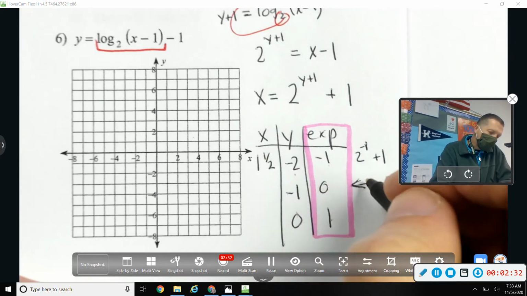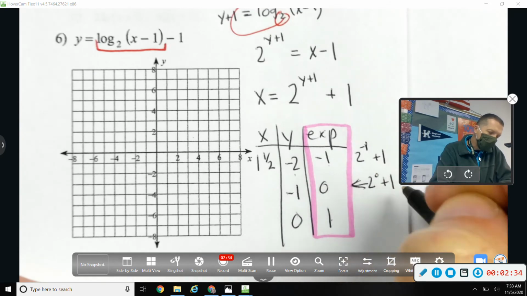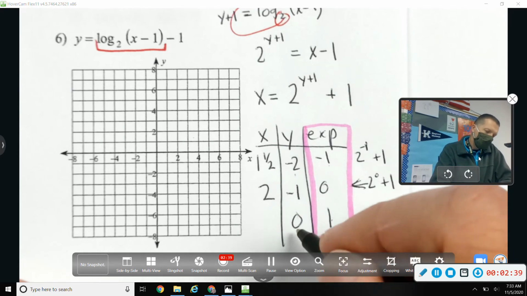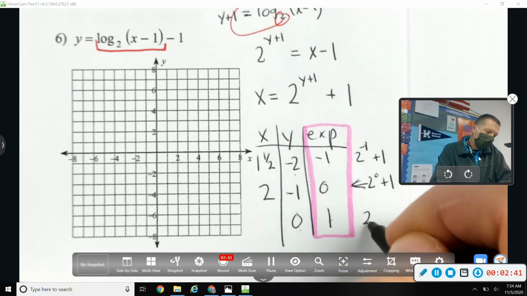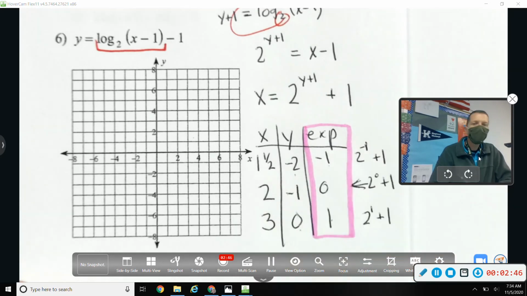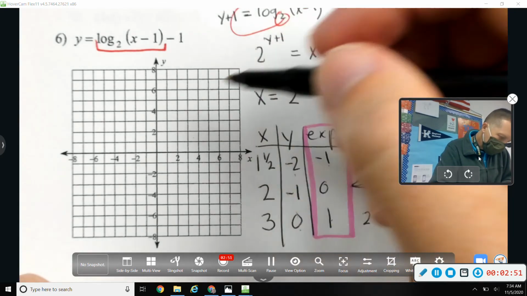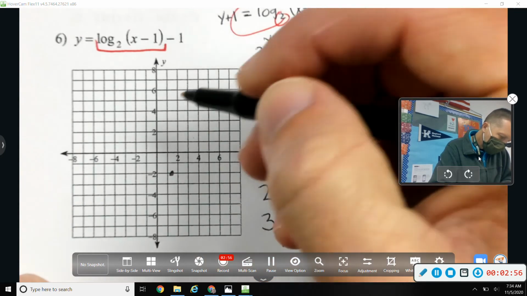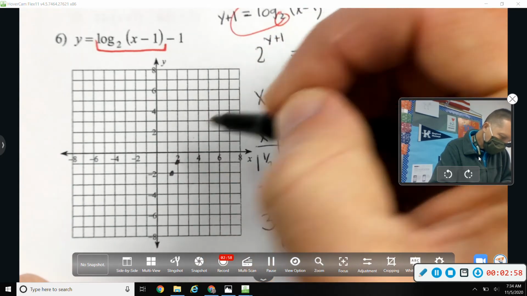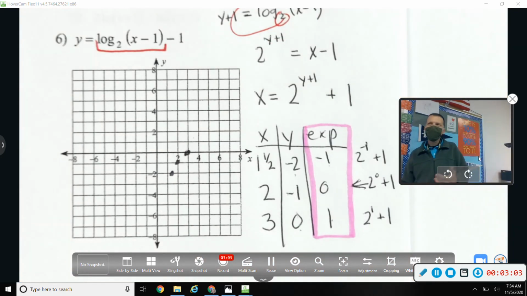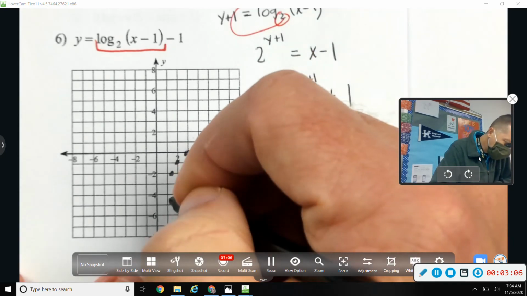All right, if we plug in -1, we get 2 to the 0 plus 1, so 1 plus 1 is 2. If we plug in 0, we get 2 to the first plus 1, so 2 plus 1 is 3. And now we're ready to put those on the graph. So 1.5, -2, 2, -1, 3, 0. Again, if you want to graph more points, you can, but we need to see those 3 key points.